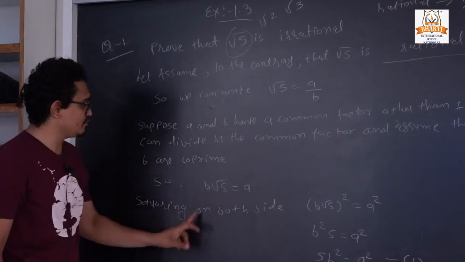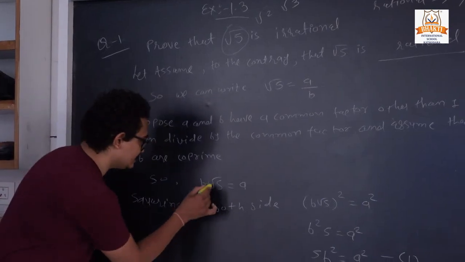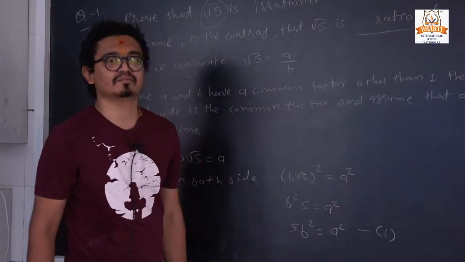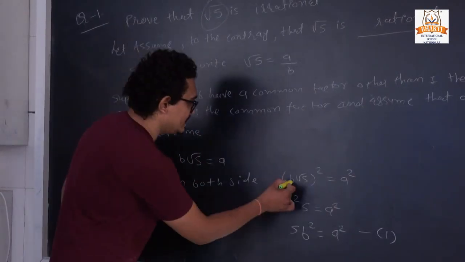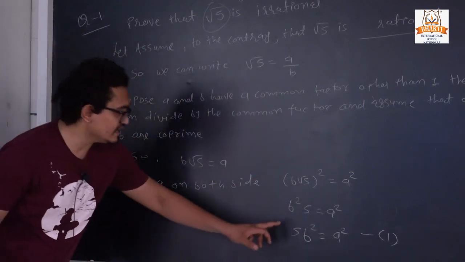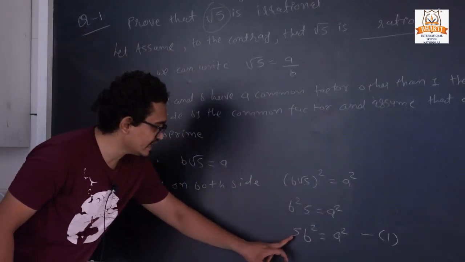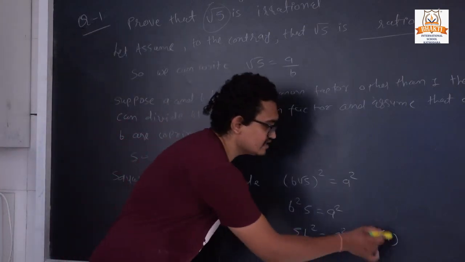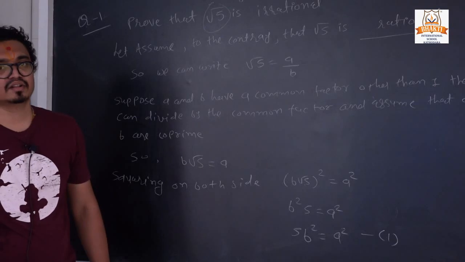Now we can square both sides. So if we square that term, B root 5 all square is equal to A square. So now what happened? B square, and root 5 square will be only 5. Now we can rearrange that term. So we can write like that, 5B square is equal to A square. And we can conclude that it is our result number 1.